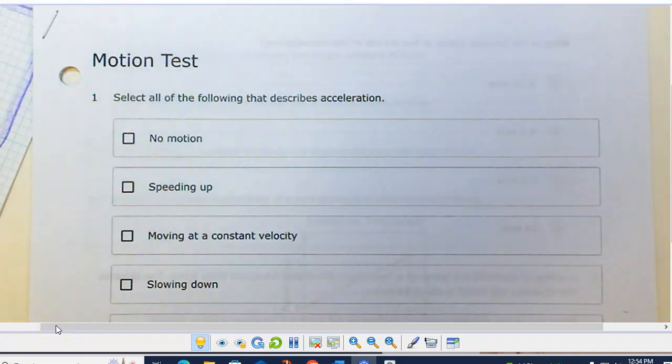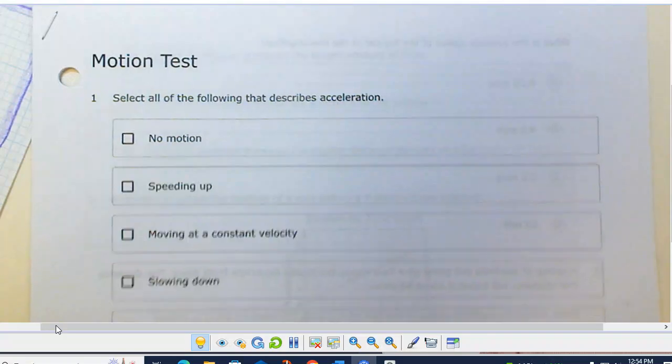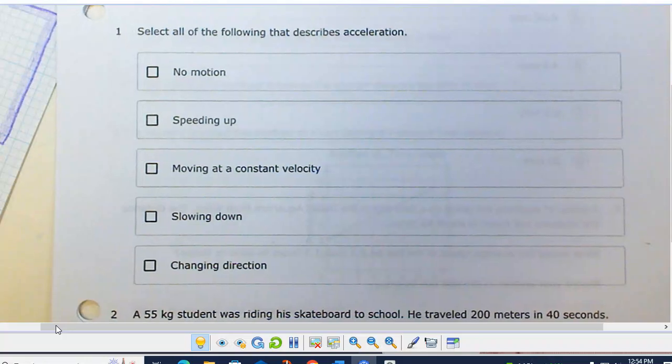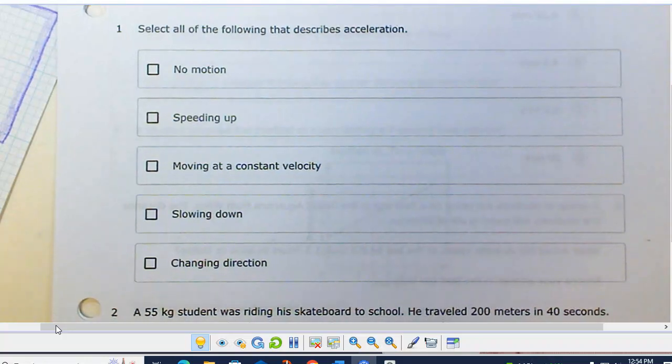Right, welcome to your redo opportunity for your motion test. What you will need to do is basically do everything that I do and follow along. If I make a note or write something down, you make a note, write something down. And we're going to work through all of the questions on the motion test together.